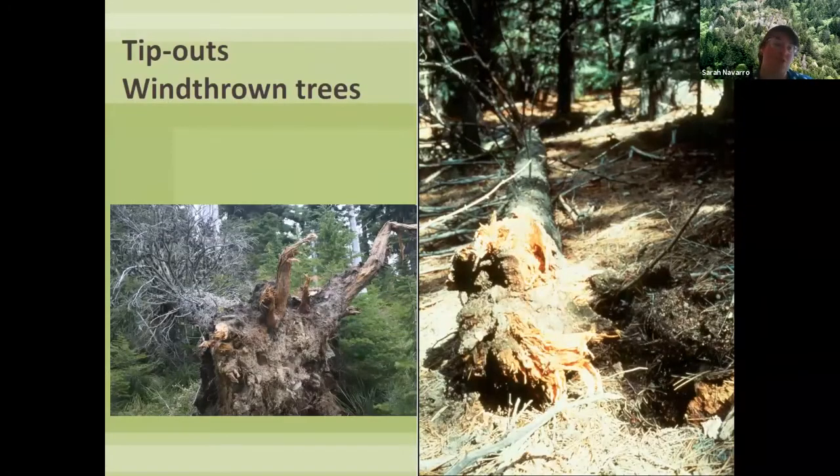So tip outs or wind-thrown trees, especially in the photo on the right, you see that there are no more structural roots attached to that tree. So those roots have been decayed. They're no longer providing water or nutrients to those trees. And then in the photo to the left, you'll see it does have some structural roots, but those structural roots look really stringy and they don't look like they would be able to hold up a tree that big.